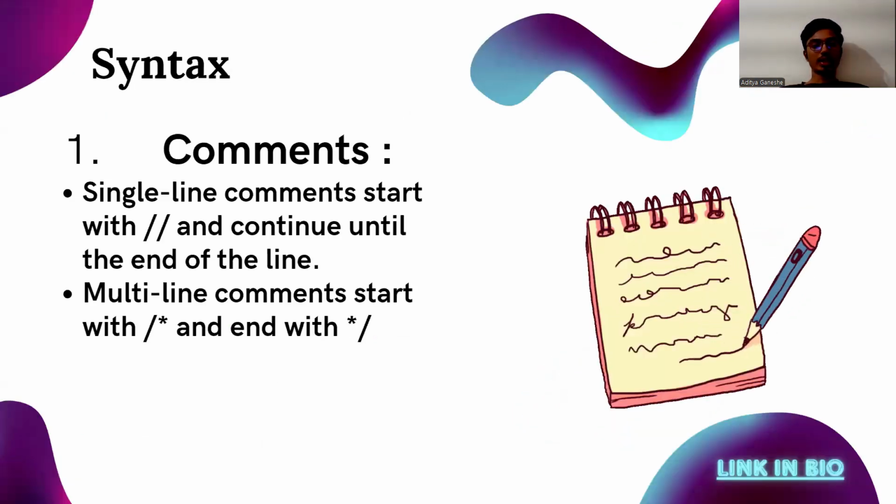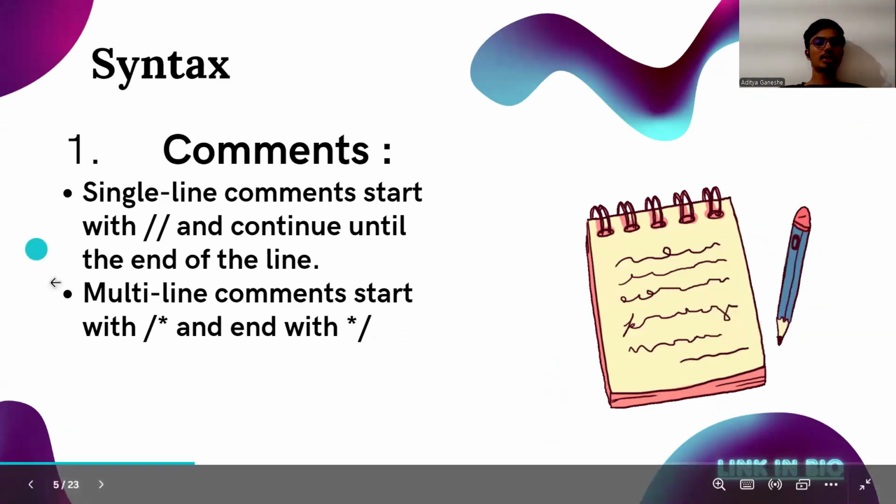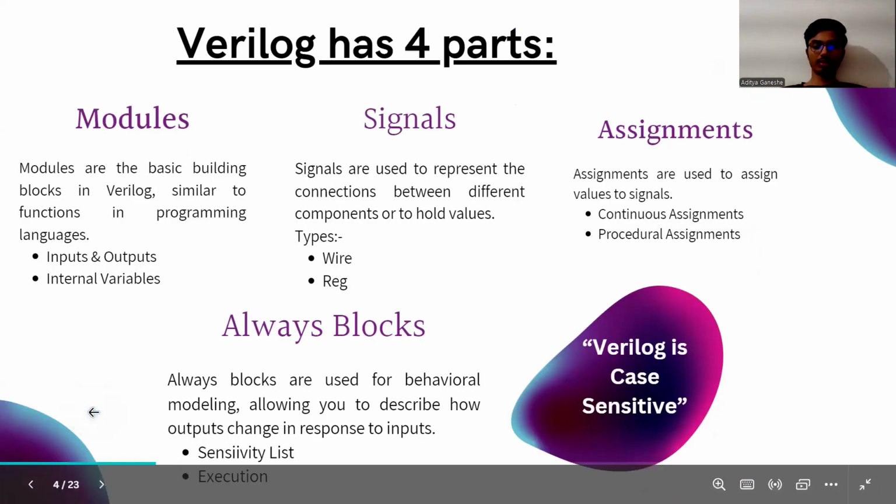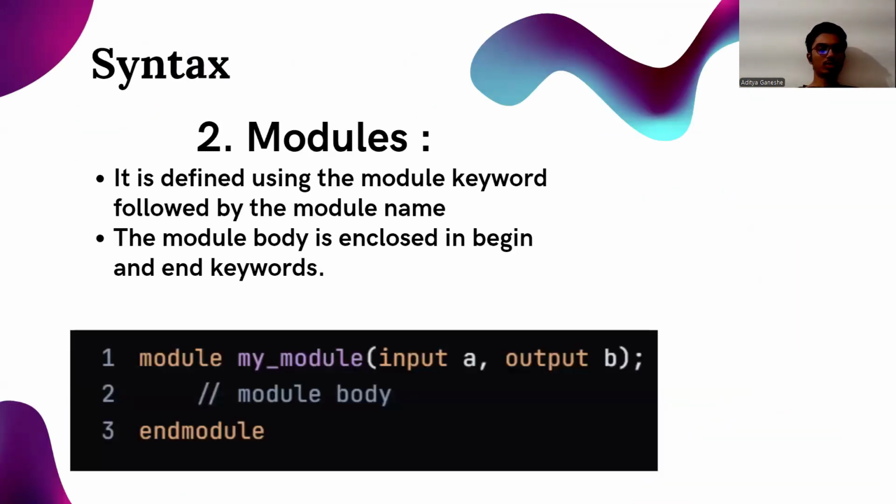Then comes the syntax. As in the C language, in Verilog as well, the single line comments are declared. Then come the modules. Okay, the module is a building block, as we have discussed. It is defined using the keyword module, followed by the module name and a list of ports in parentheses. The module body is enclosed between the module and endmodule keywords.